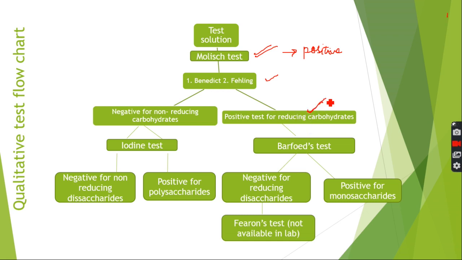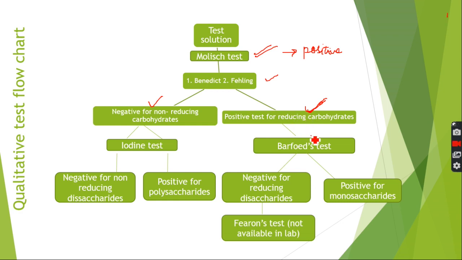Appearance of a brick red precipitate or a reddish orangish color in Benedict's indicates a positive test for reducing carbohydrates. Okay. So if the test comes out to be positive, it means the sample is a reducing carbohydrate. If it comes out to be negative, that means it's a non-reducing carbohydrate. We have understood already what is a reducing carbohydrate, and all the monosaccharides and some disaccharides are reducing carbohydrate. Okay, so you take the test solution, you perform the Molisch test, you get a positive result. You perform Benedict's and Fehling's, you get a positive result again.